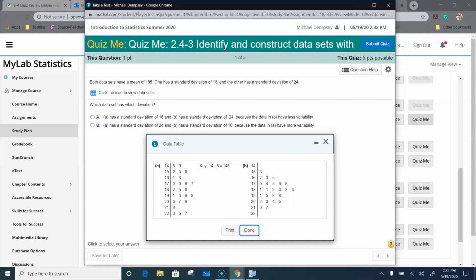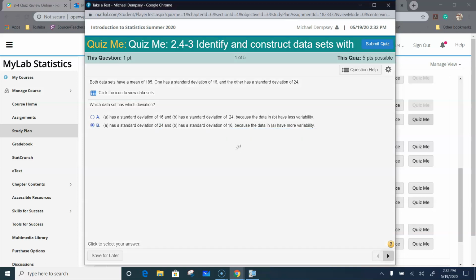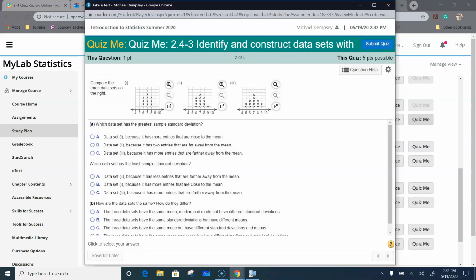So A is going to have the larger standard deviation. So I want to say that A has that larger standard deviation. Okay. Which data set has the greatest sample standard deviation? So I want the one that has the most variability, the largest amount of spread.